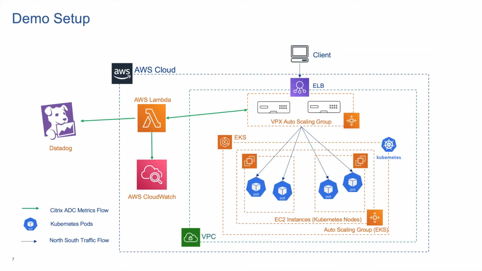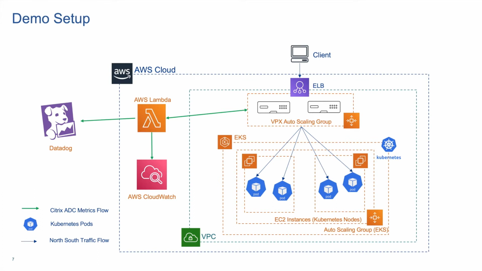This is the demo setup. As you can see, the complete setup is in AWS Cloud, and the backend applications that I would be using in this demo is an EKS Kubernetes cluster running in AWS, which has a couple of Kubernetes nodes, and there are also a few Kubernetes pods running in each of the nodes.